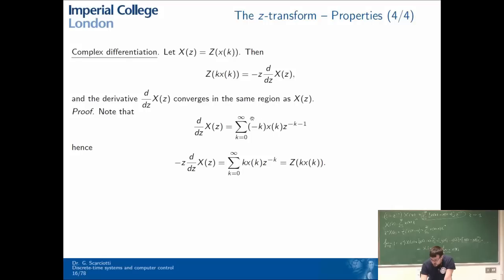So we end up with this expression, then we change the sign, because we want to get rid of this minus, and then we multiply by z. So on the left we have this term, and on the right the multiplication by z will eliminate this minus 1 at the power, and we end up with this expression, and we see that this is by definition the z transform of k times x of k. This property, the complex differentiation, is quite useful because as long as you remember the z transform of the constant function, then you can compute the z transform of the ramp using this formula, and the z transform of the parabola using this formula. So you don't have to remember also these other formulas because of this theorem.